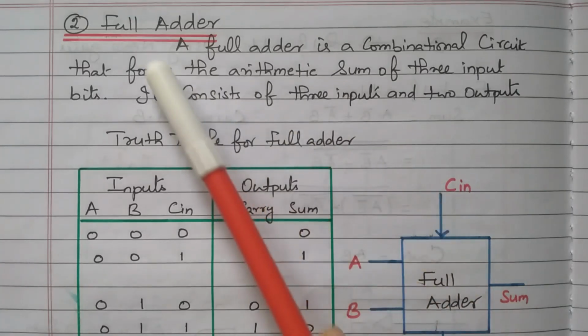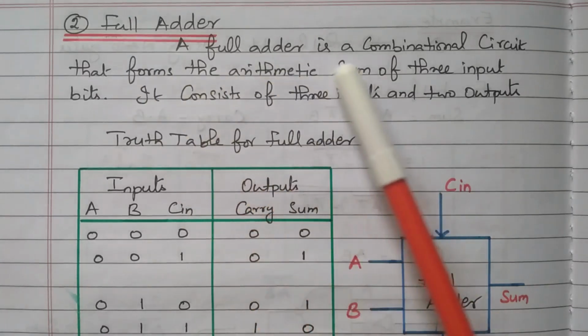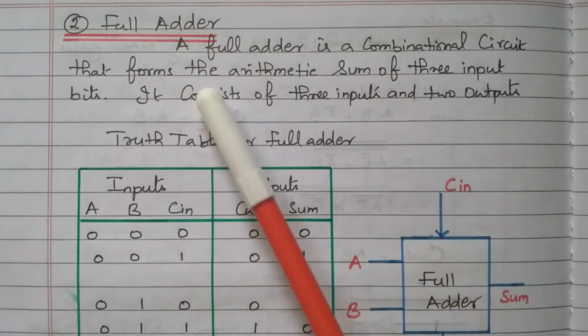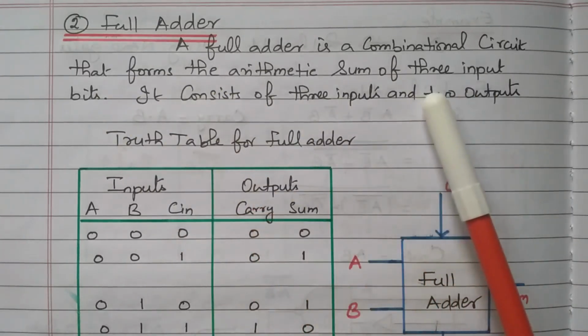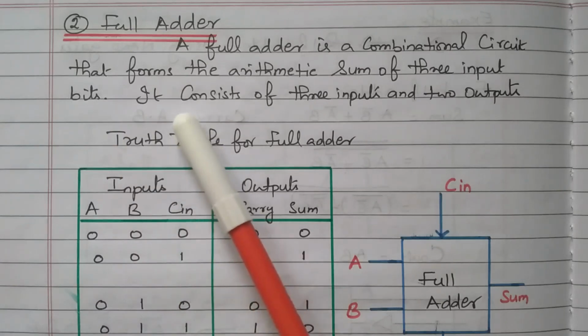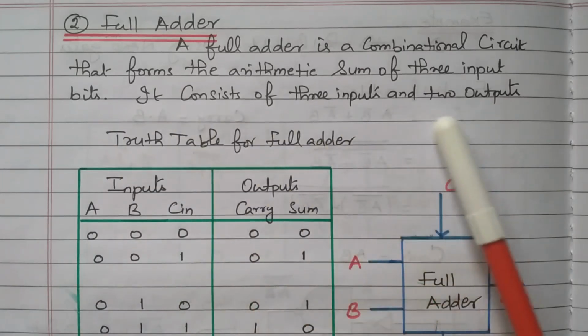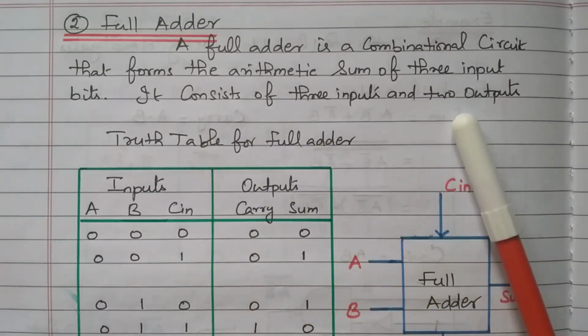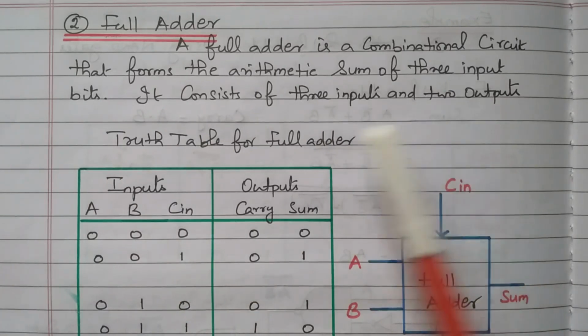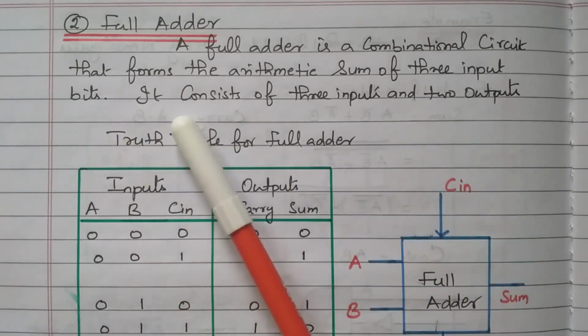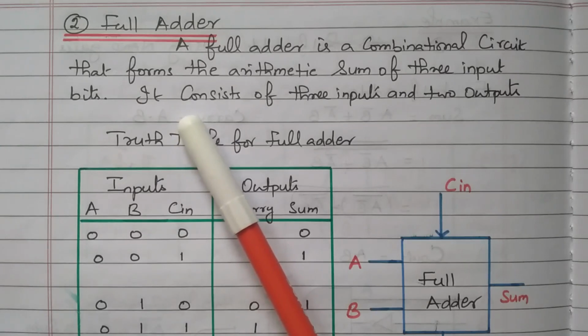Now we will go to the topic full adder. A full adder is a combinational circuit that performs the arithmetic sum of 3 input bits. It consists of 3 inputs and 2 outputs. The adder will perform the addition of 2 bits. While adding 2 bits, a carry is generated, so we need to take the carry as one of the inputs as well.